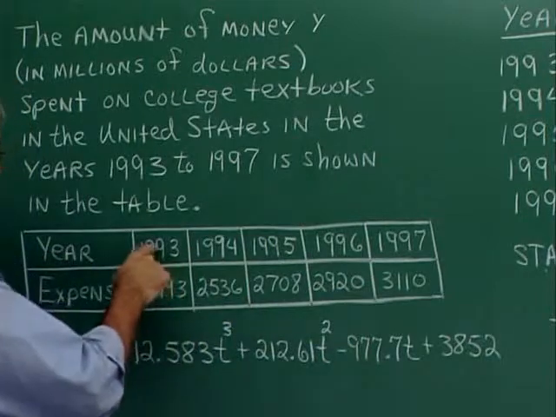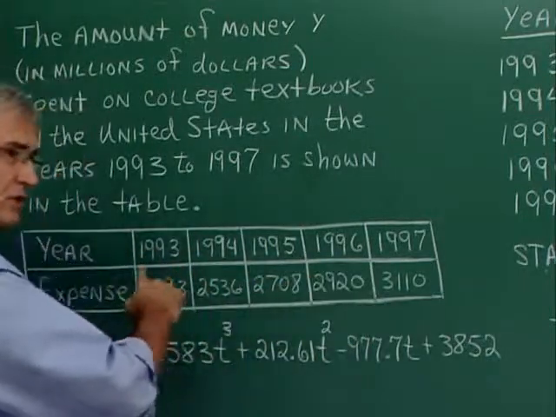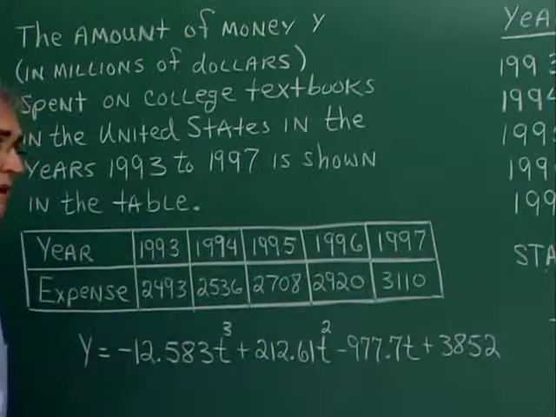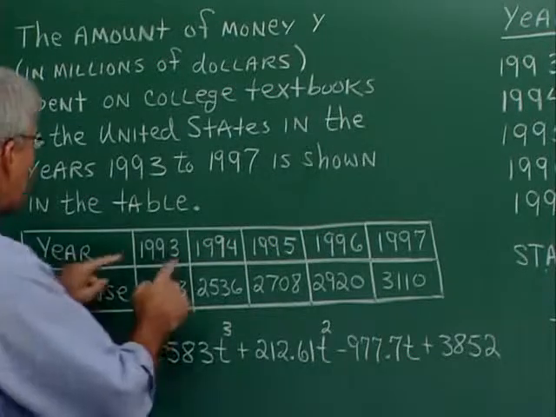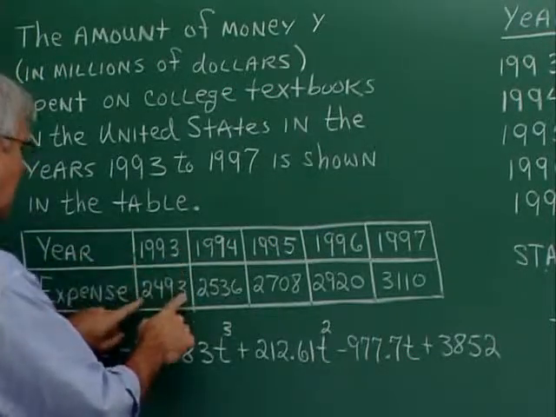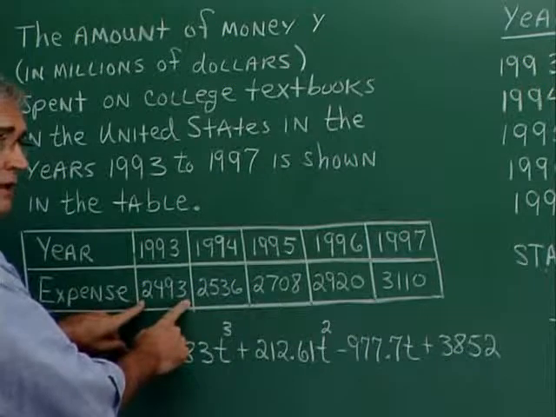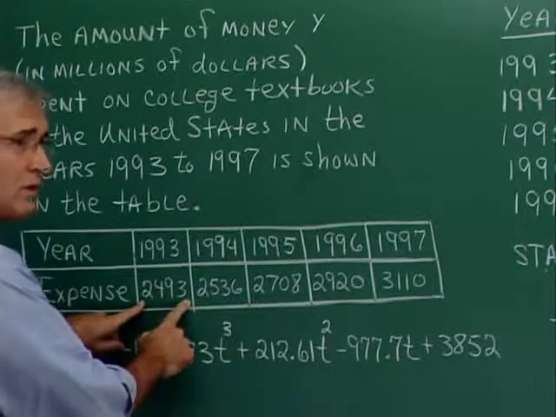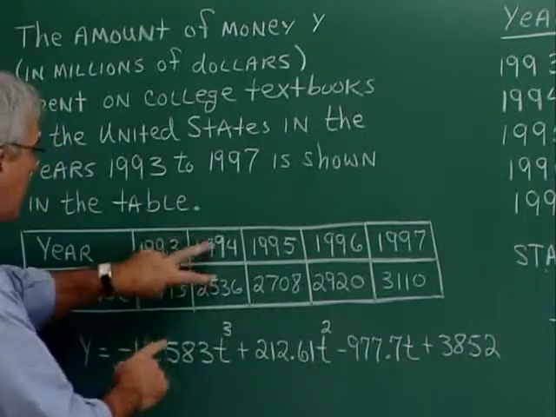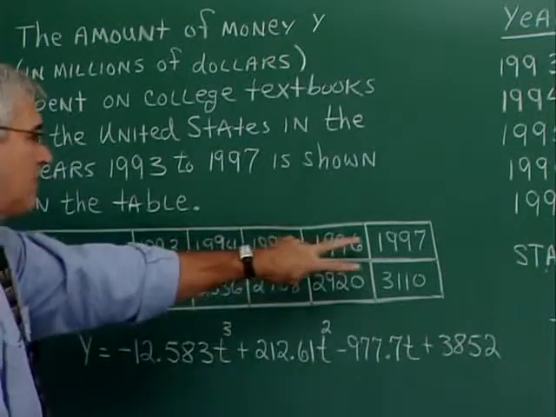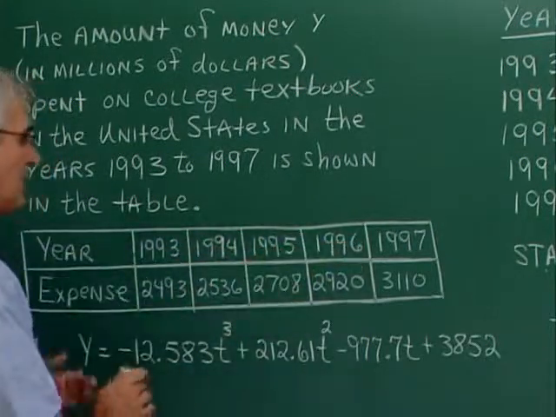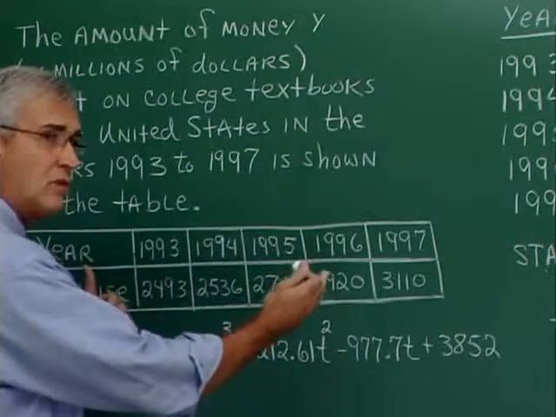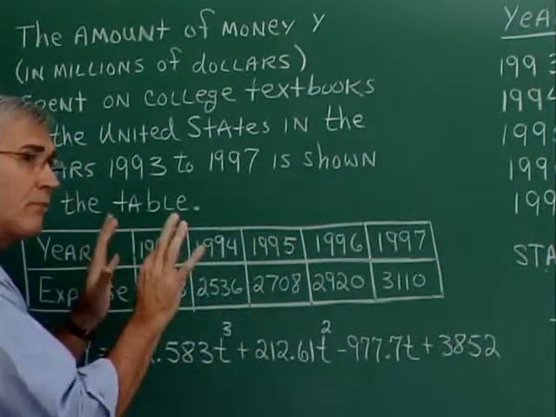Now, this ordered pair situation allows us to graph. You see, we can graph the pair 1993 and 2493. All right, that's just the coordinates of a point on a coordinate plane, and here are the coordinates of another point, and another, and another, and another. And gee, if we plot those points, you see, then a pattern emerges.